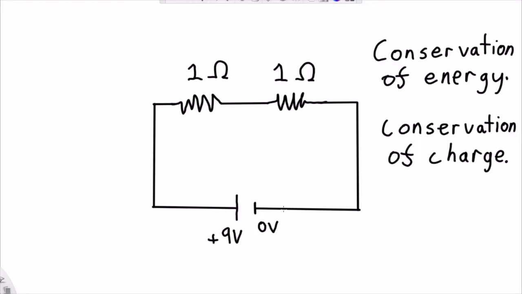Conservation of energy states that if there's any loop in the circuit, so in this case our circuit forms a nice loop, then the total voltage, if you start at one point in the loop and you go all the way around, you must end with the same energy that you started with. So I'm going to start at this point here, I'll highlight it with yellow.